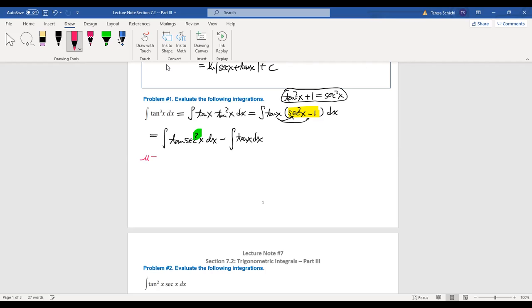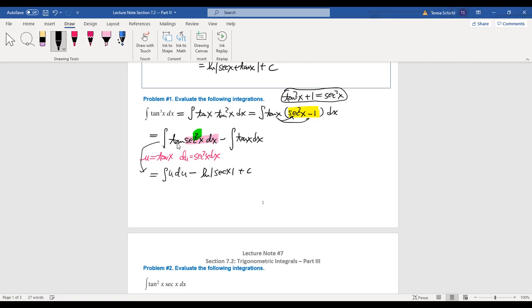So I will say u is equal to tangent x. Now what is the du? The du is going to be secant square x dx. Okay, so now this is going to transfer to u du, right? So the whole secant square x dx becomes my du. So it will be u du. And the minus tangent x, we just did. What is the integral of tangent x? It is natural log of secant x, plus c.